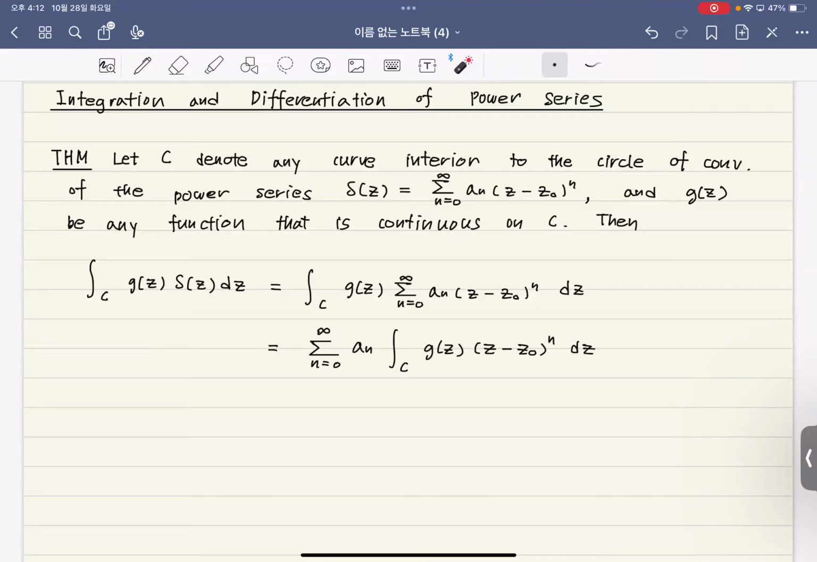So, what do you know here? As long as my curve lies inside of the circle of convergence, then this infinite sum and this integral, these two operators, are actually interchangeable, right? And I claim this theorem actually proves the term-by-term integration. Why? Just put g of z equal to 1, a constant, identically one function. If this equals the constant one function, then this justifies the term-by-term integration, right? Okay.